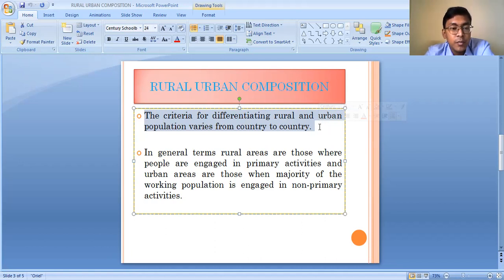And what are the non-primary activities? Such as working in the industries, working in different companies, and providing different kinds of services, the traders, the businessmen, and so on. So this is the main criterion of differentiating the rural and the urban population.